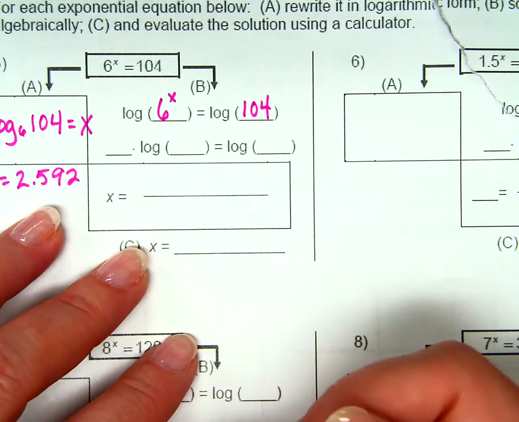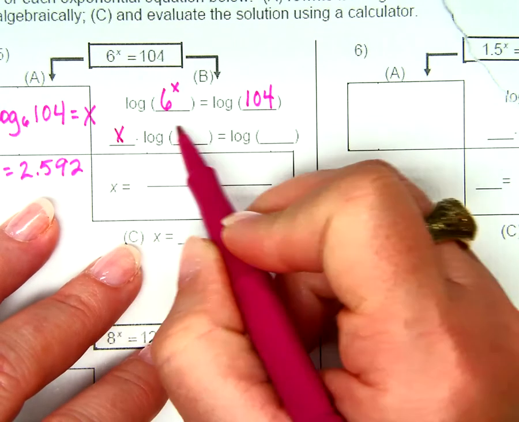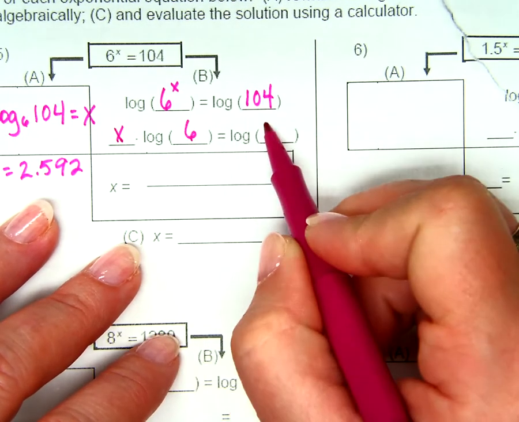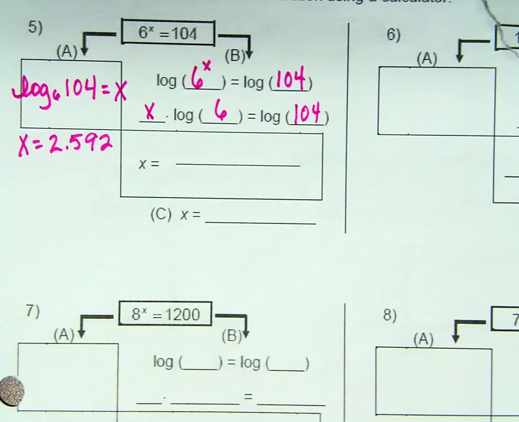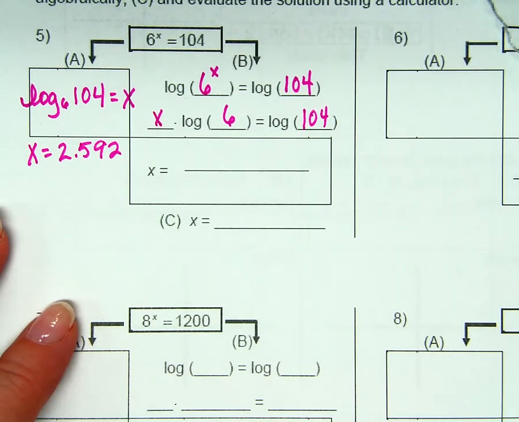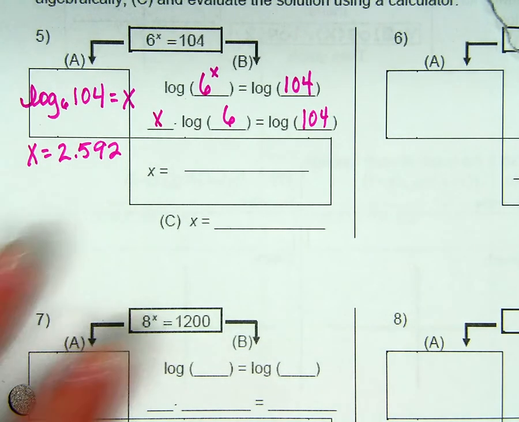So where does it go? x log 6 equals the log of 104. Does anyone notice what I'm not saying or what's not written? The base, right? Are we okay with that? That doesn't make us panic anymore, does it? Because we know that that is log base 10, right? We're okay with that, all right?